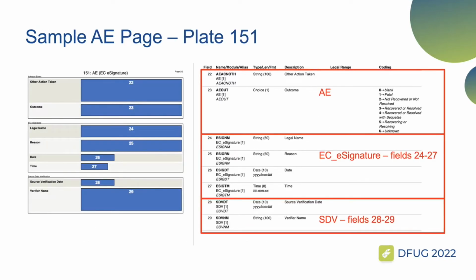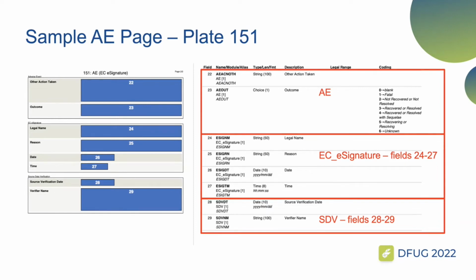So here's an example of a form. So it's an AE form that I've created. This is an eCRF, and it's the second page of the form that has the signature fields on it. So you can imagine that page 1 has the rest of the AE type questions on it. So there's 3 modules: an AE module, an edit check e-signature module, and an SDV module.